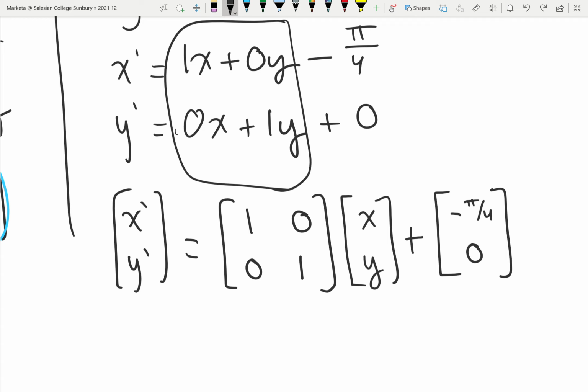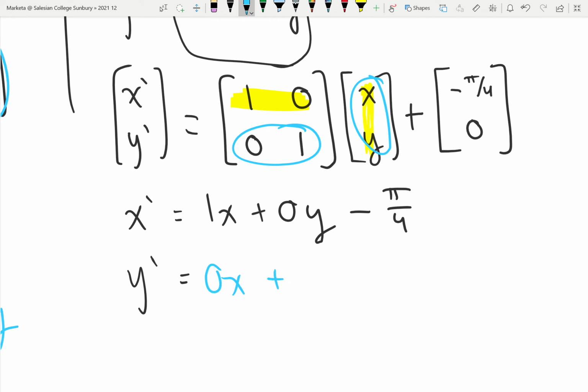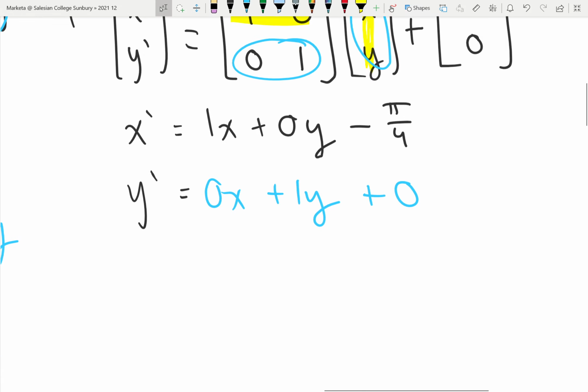So let's expand these row by column. Multiplication of matrices, so x image equals 1 times x is 1x, 0 times y is 0y, and then I've got this plus negative pi on 4. So let's put a negative pi on 4 here. And y image is going to be row by column again. So 0 times x is 0x, 1 times y is 1y, and we've got a plus 0 there, which of course is unnecessary. I've just put it there for the sake of completeness. So I'm going to neaten them up. X image equals x minus pi on 4, and y image equals y.